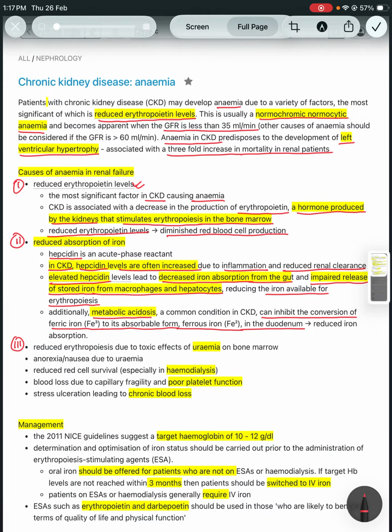Reduced erythropoiesis due to toxic effects of uremia on bone marrow.